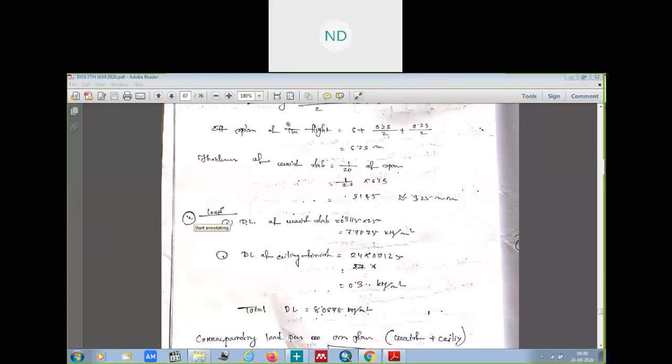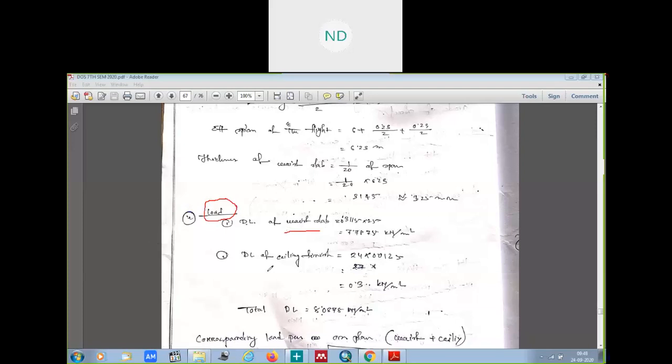Basically, when we are performing load calculations, we know that the dead load on the staircase consists of the dead weight of the waist slab and the dead weight of the steps. Actually, your dead load will consist of the load of the waist slab and the dead load of the ceiling finish.